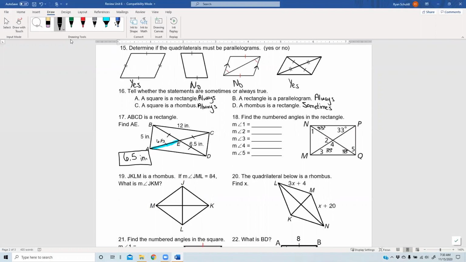Now, how do I find this other angle that goes with the 33? Well, I know I have a right angle by P. Part of it's 33. So the other part, I do 90 minus 33. 90 minus 33 is 57. So this one's 57. This one's 57. 57. 57.